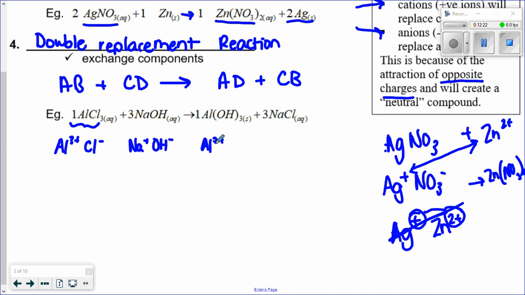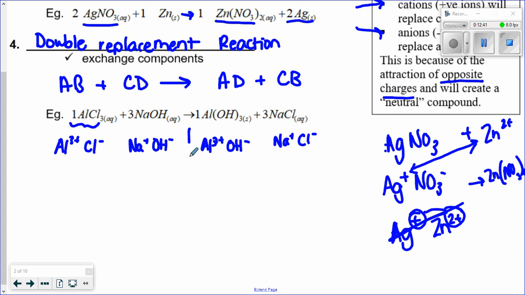Sorry, that's supposed to say 3 positive. It's super hard to write small enough. So Al3 plus, OH1 negative, that's why there needs to be 3 of the hydroxide, and sodium forms a 1 plus, chlorine forms a 1 minus for the chloride ion.